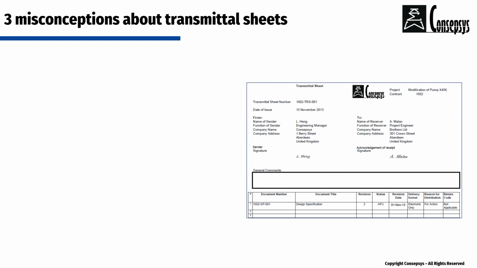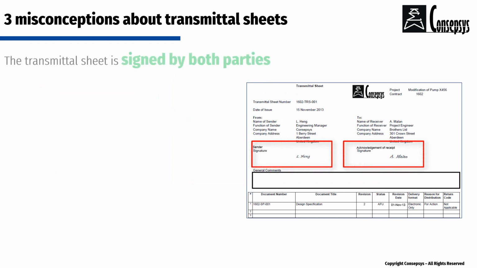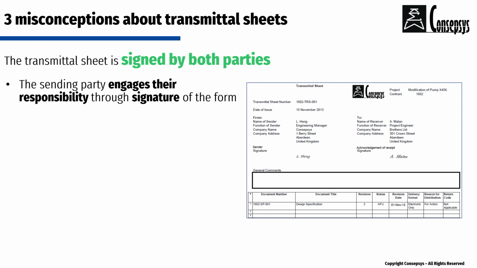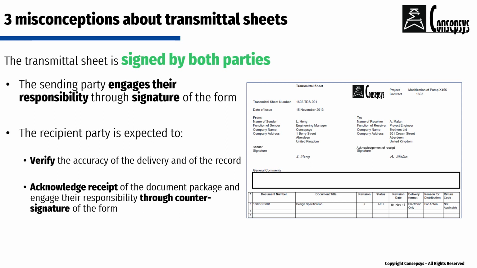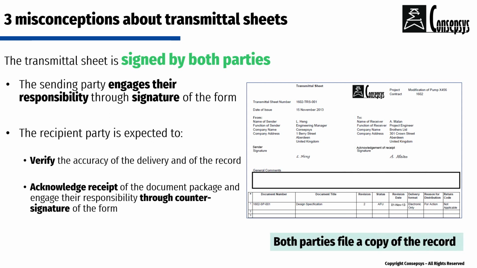The transmittal sheet is signed by both parties. The sending party engages their responsibility through signature of the form, and the recipient party is expected to verify the accuracy of the delivery and of the record, and to acknowledge receipt of the document package and engage their responsibility through counter-signature of the form. Both parties file a copy of the record.